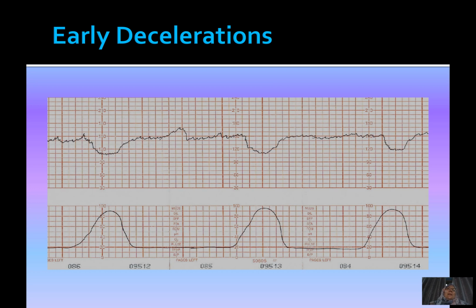But corresponding to this, the baseline rate is normal at about 150 or 140. The variability appears a little bit reduced, but you see one acceleration between the first and second deceleration, and then you see the early decelerations, which are a mirror image of the contraction.